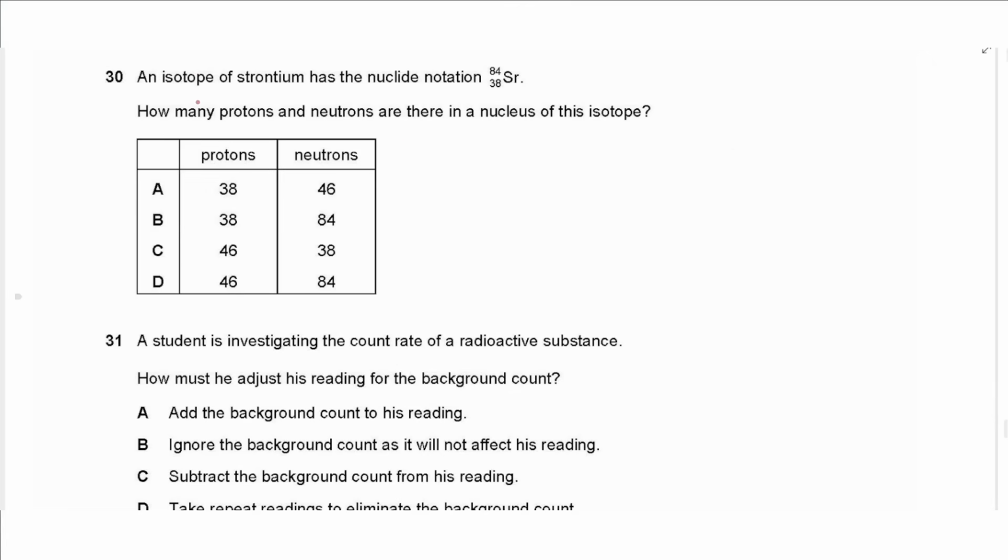Question 30 says an isotope of strontium has a nuclide notation 84 and 38. How many protons and neutrons are there in a nucleus of this isotope? So the proton number is obvious, 38, and then we calculate the number of neutrons, 84 minus 38, number of nucleons minus number of protons. That gives an answer of 46, so the answer is A.